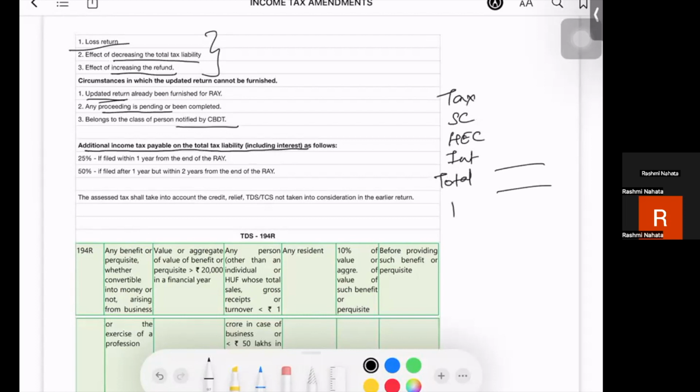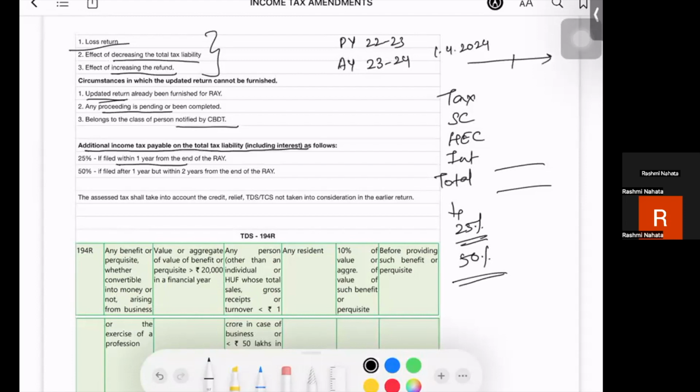On this, 25% shall be additionally payable if it is filed within 1 year from the end of the relevant assessment year, and 50% if it is filed within 2 years. So I said previous year 22-23 has assessment year 23-24. From here, we take up 2 years, that is, from 1/4/2024 onwards. So from 1/4/2024 onwards, we will start calculating 2 years.